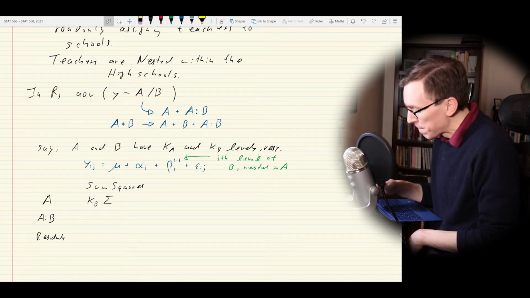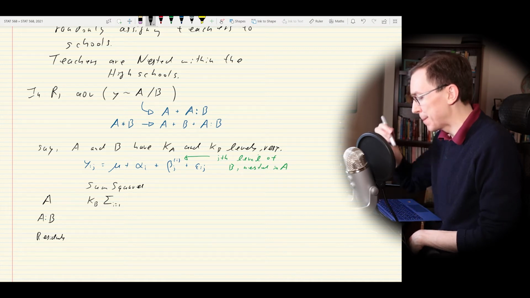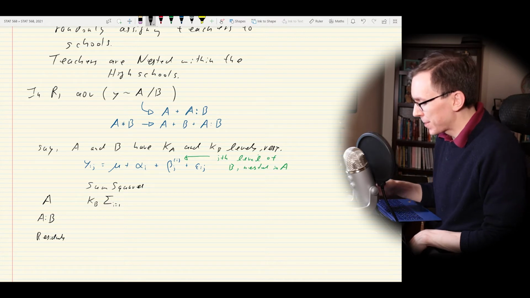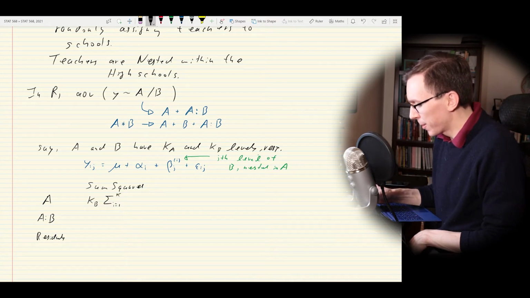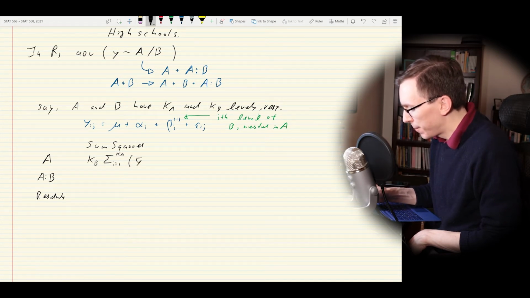Okay, so where are we? Well, what we're doing here, like I said, for the sum of squares, is we're going to do the sum of squares for A like we did before, which is going to just be the sum of i from 1 to Ka, and we're going to do y bar i dot minus y bar dot dot.